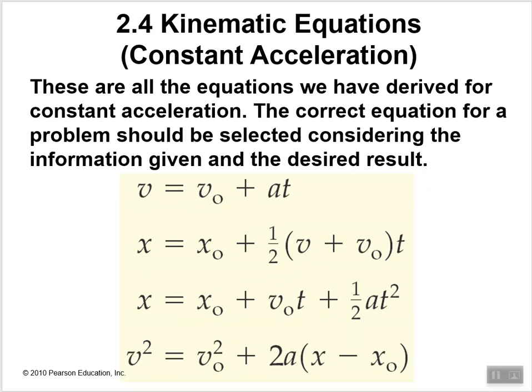These are all the equations we have derived for constant acceleration. The correct equation for a problem should be selected considering the information given and the desired result. If you make a list, it becomes a whole lot easier to decide which equation you're going to use.